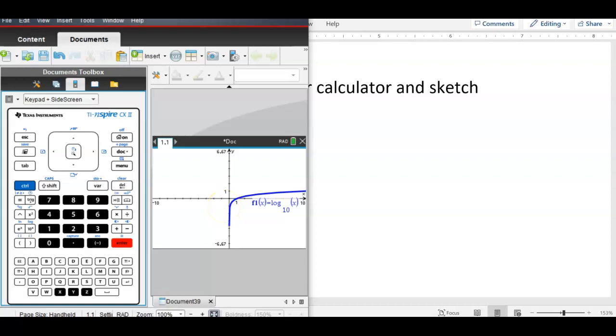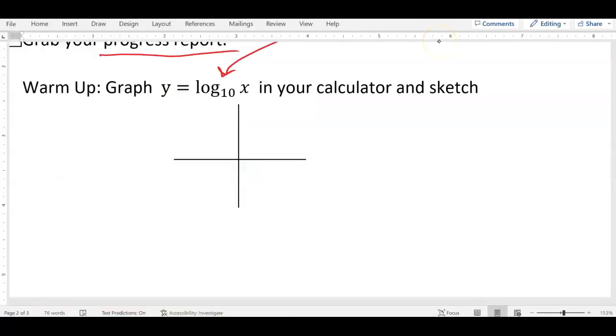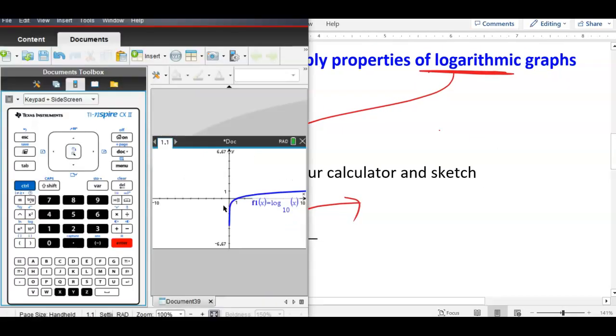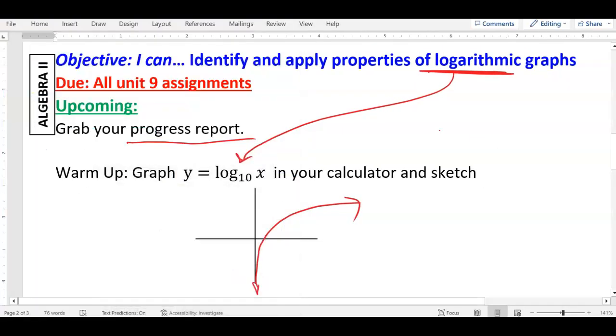So all I ask you to do is draw a sketch of that. So just do your best to draw a sketch of that. It cannot go past the y-axis. Something like that, okay? For your warm-up today. Okay. So has everyone sketched something like that from what we saw right here on the calculator?